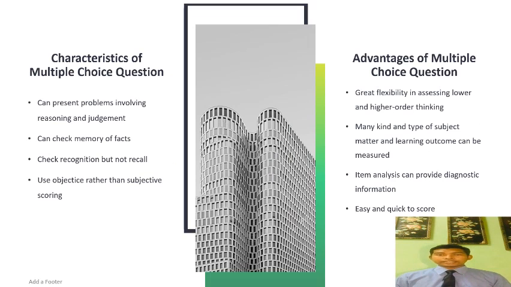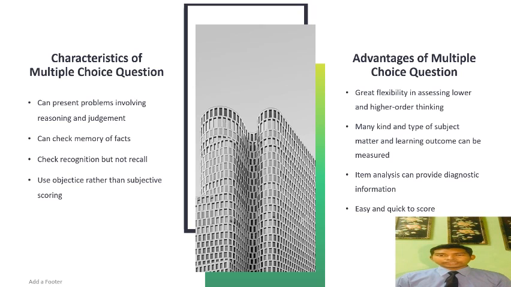The next slide is about the characteristics and advantages of the multiple choice item. There are four characteristics of the multiple choice item. The first is that it can present problems involving reasoning and judgment. The second is that it can check memory of fact. Thirdly, it checks recognition but not recall. And the last is that it can use objective rather than subjective scoring.